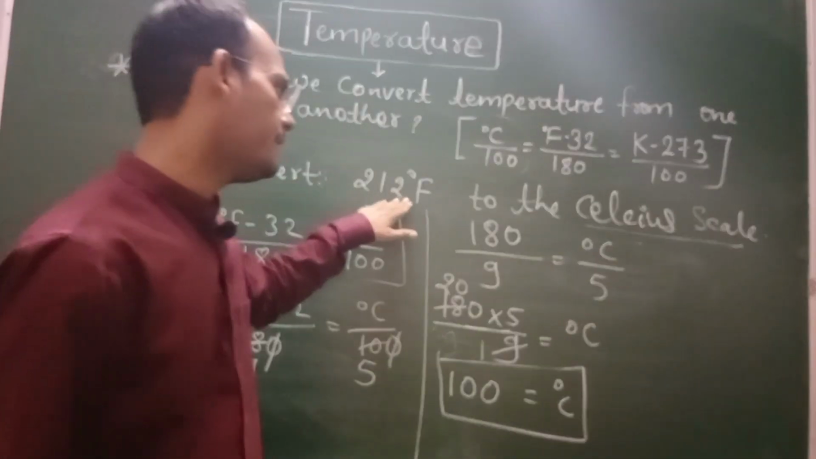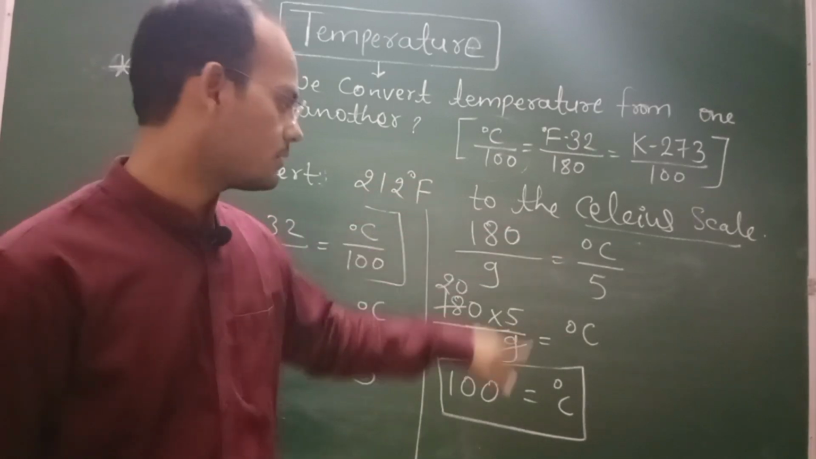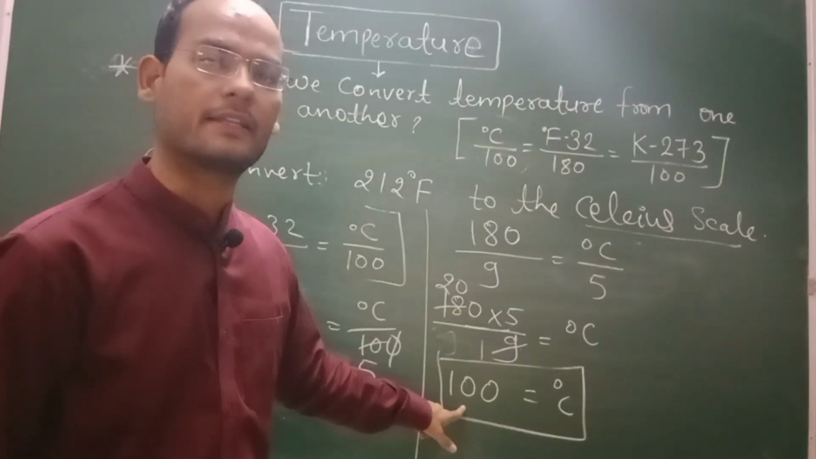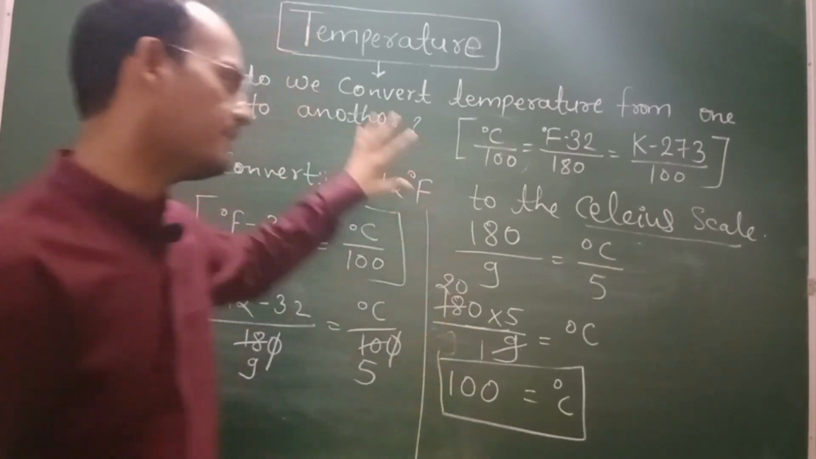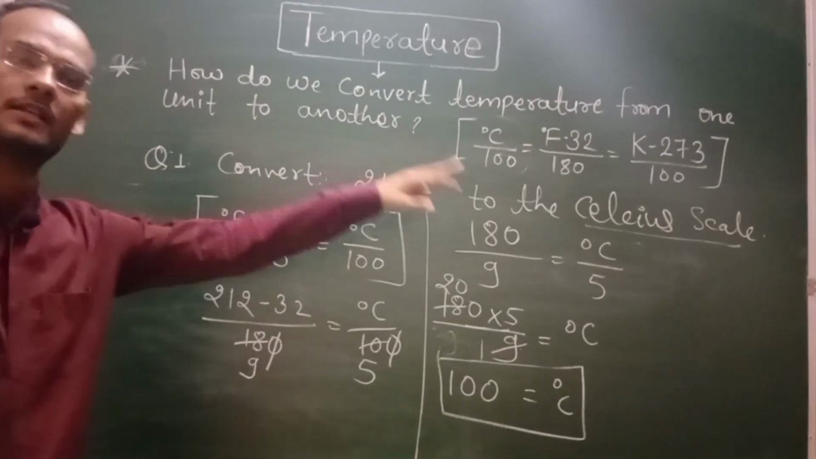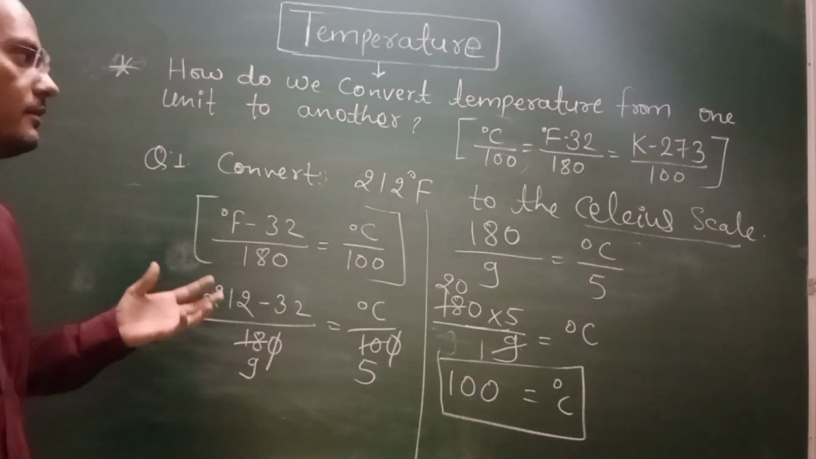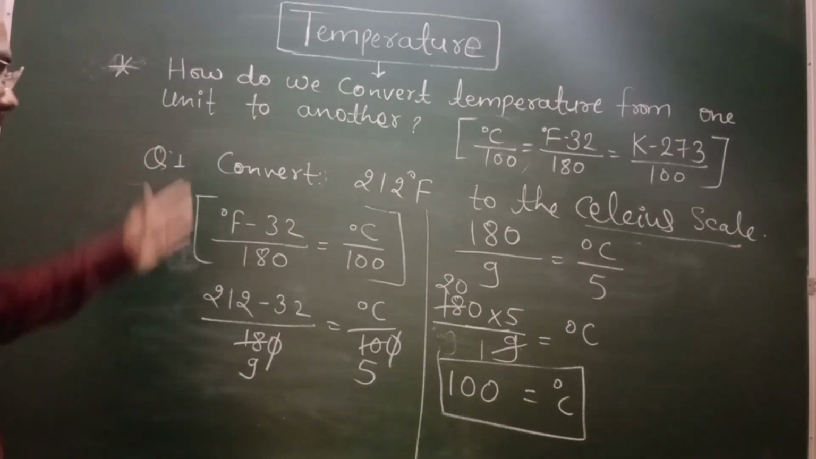So in Fahrenheit degree, 212 will show in the Celsius what? 100 degree Celsius. Clear? By this way we can change the Fahrenheit degree to the Celsius scale. So this is another type of scale we can change by this way.